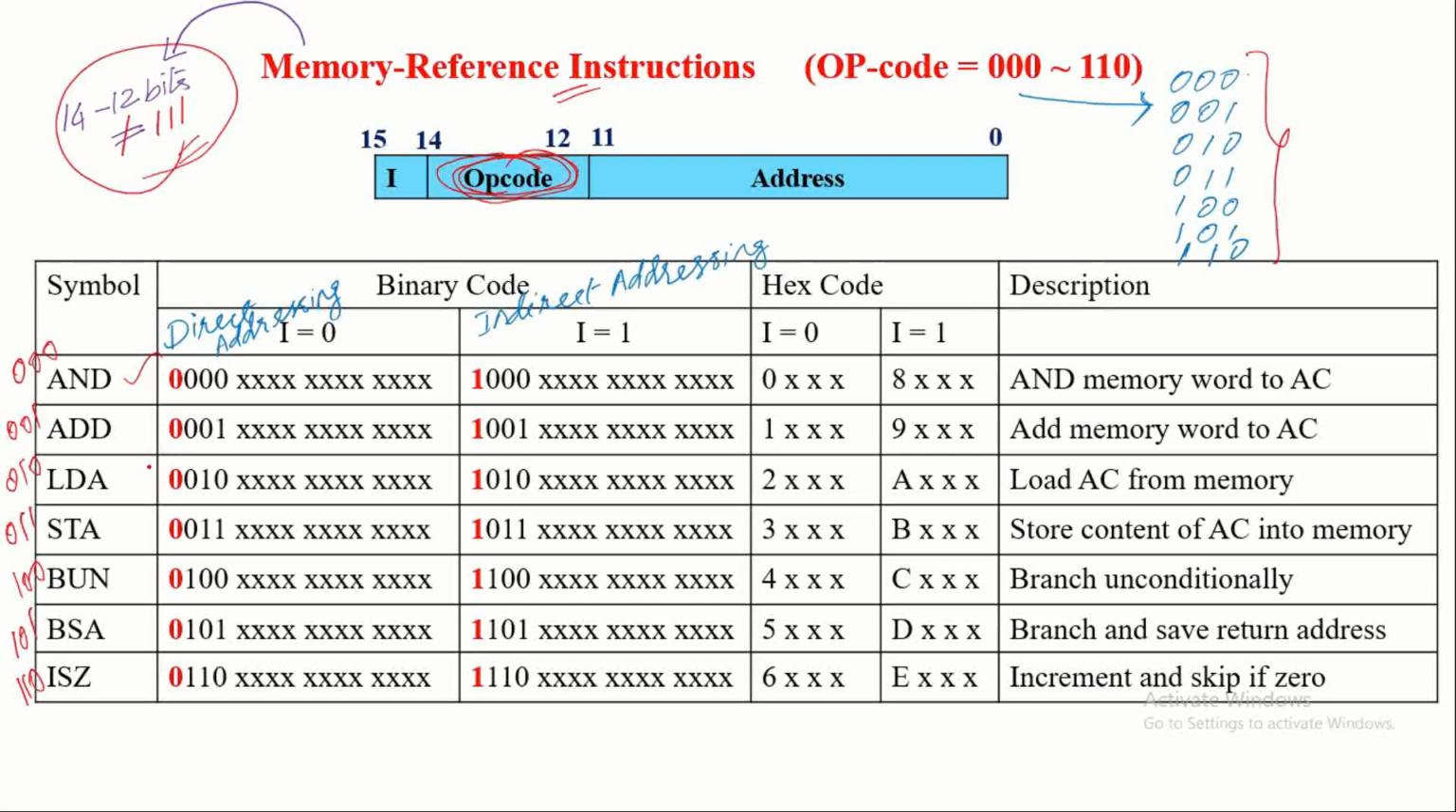memory reference instructions. Then based on the I bit value, if I equals 0, the address part of the instruction specifies the direct address. If I equals 1, then the address part specifies the indirect address. Students, you can observe here the 16-bit binary code of the memory reference instructions. This is for the direct address memory reference instruction. This part is for the indirect address memory reference instruction.